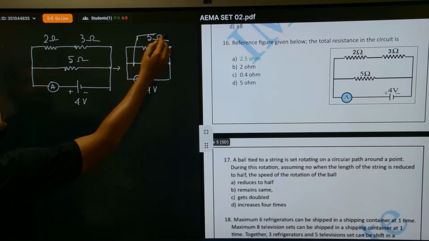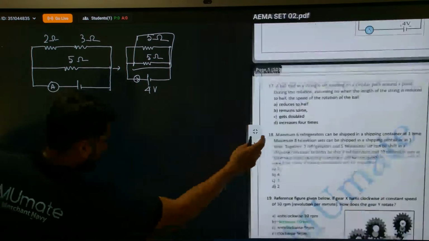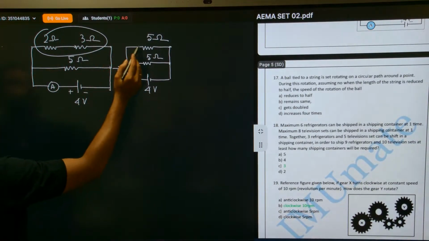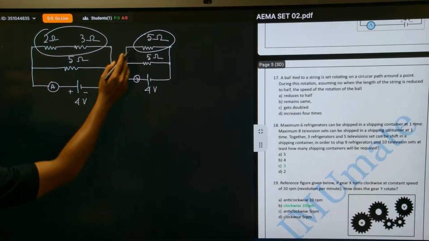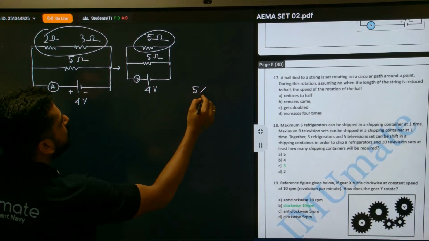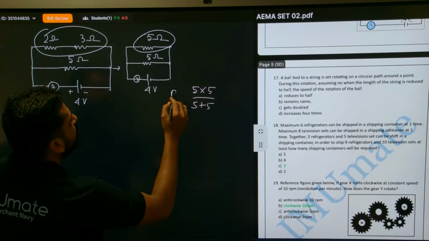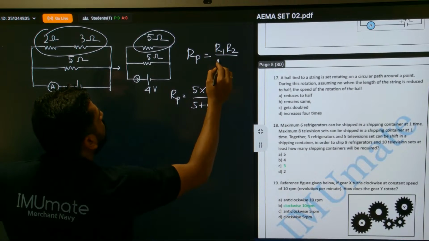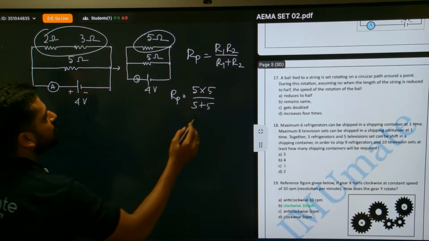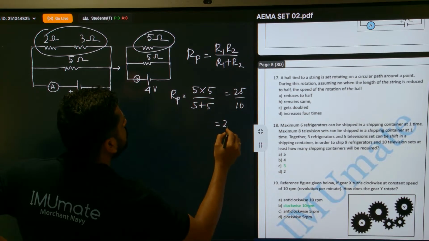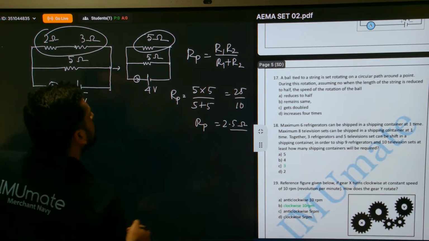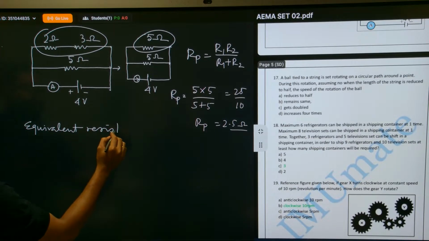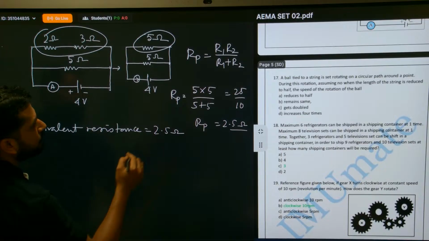So these two are in parallel. Now 2 plus 3 in series means 5 ohm. Very evident. 5 and 5 in parallel means 5 times 5 by 5 plus 5. I already gave you the simple formula for calculating parallel of two resistances, R1 R2 by R1 plus R2. Just multiply those, you will get 25 by 10, which means 2.5 ohm. So equivalent resistance here is 2.5 ohm, option A.